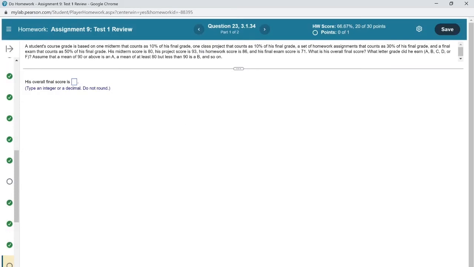Now, this problem will help you to calculate your grade for the course. Depending on the different categories of the assignments we do in class, you can calculate your grade. So in this problem, a student's grade is based on one midterm that counts as 10%.